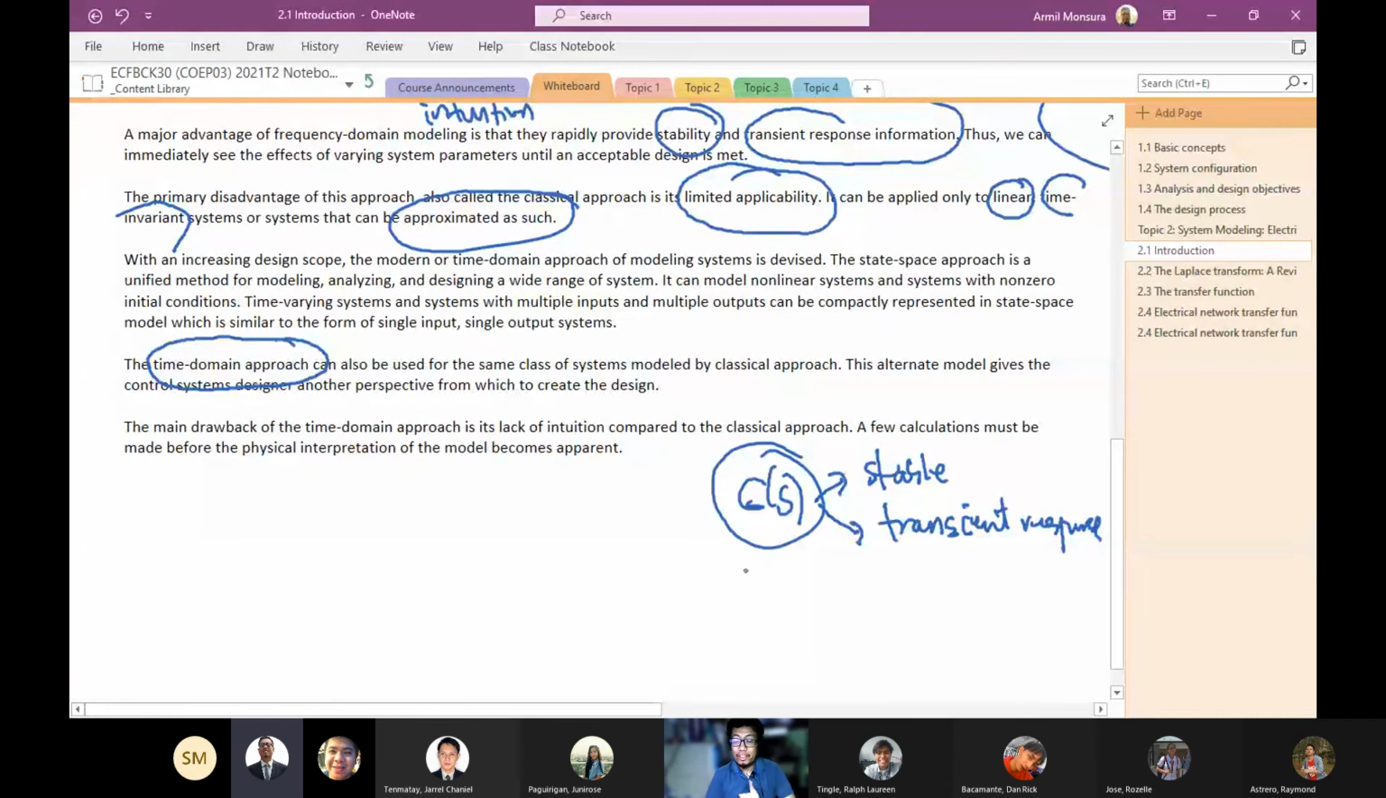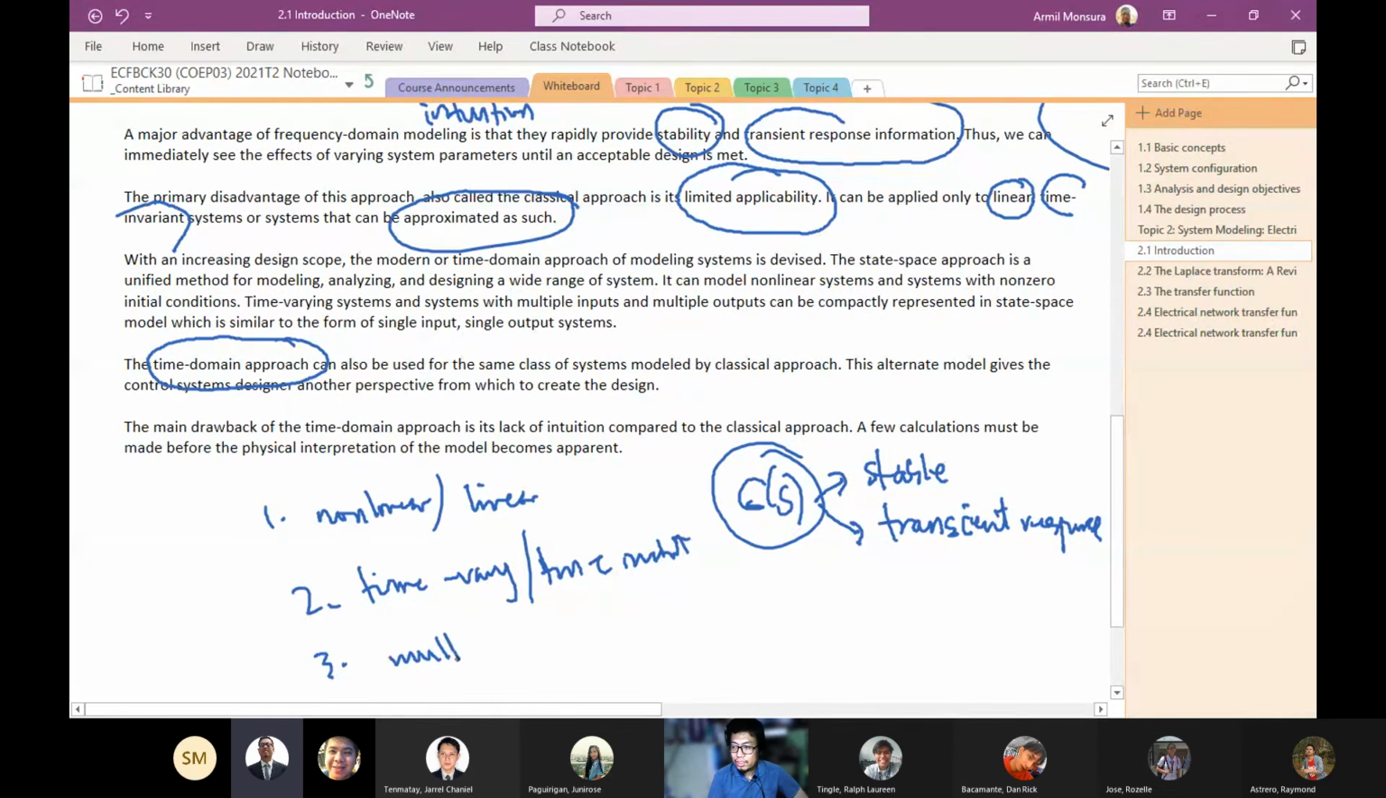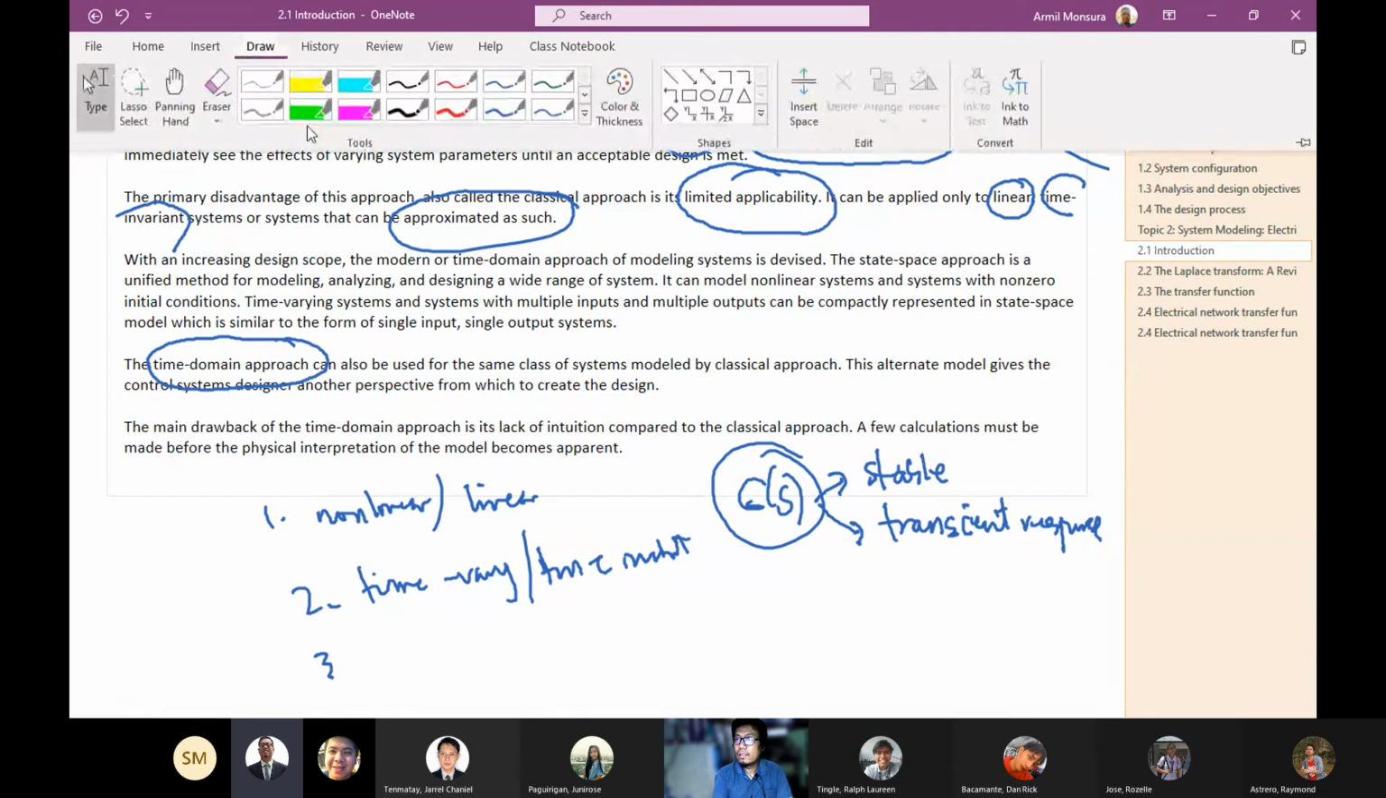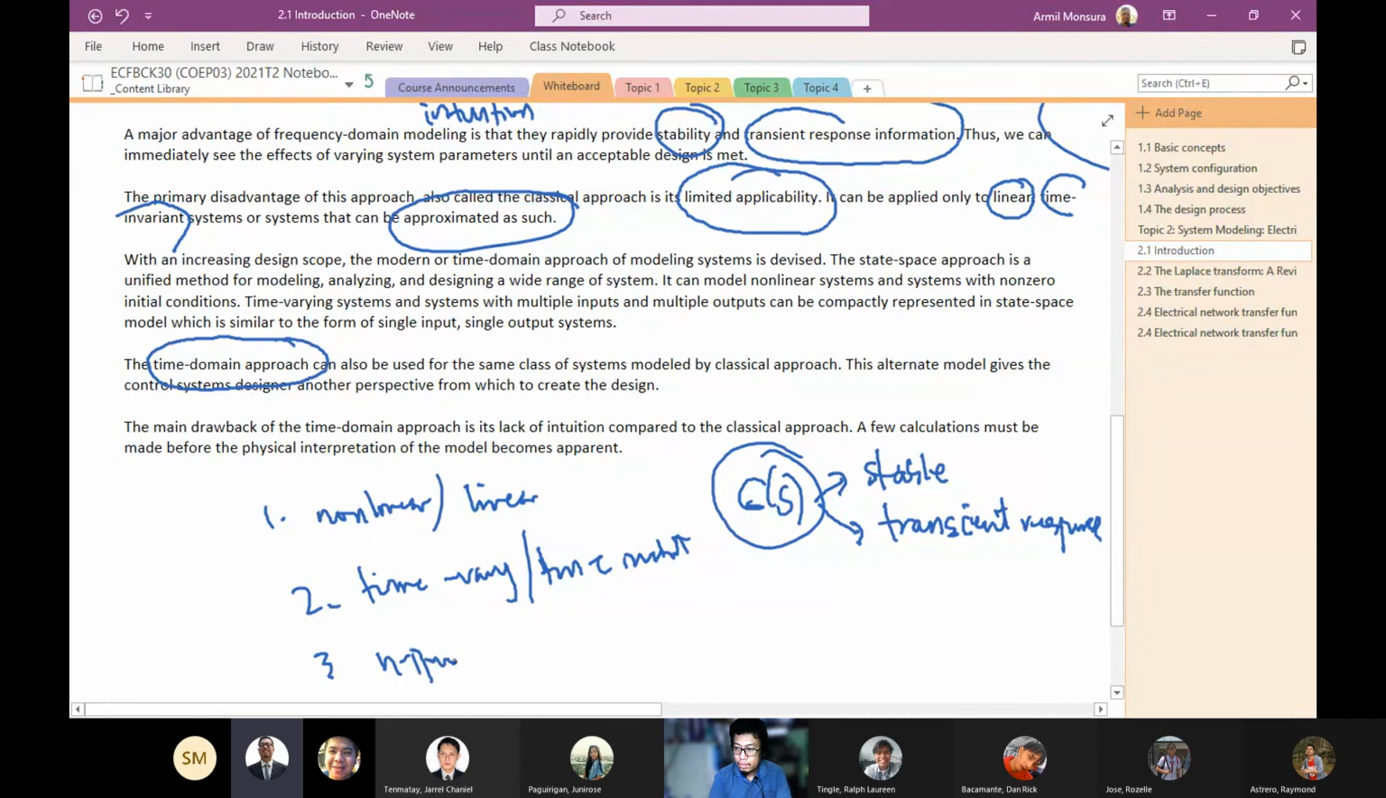Okay. Yung time domain approach. Okay, sige, pababa na. Yung time domain approach can be used to model basically anything. It can be used to model non-linear or linear systems. It can be used to model time varying or time invariant systems. Okay. It can also be used to model multiple inputs, or n inputs and m outputs system, whether it's a single input single output system or marami talaga.